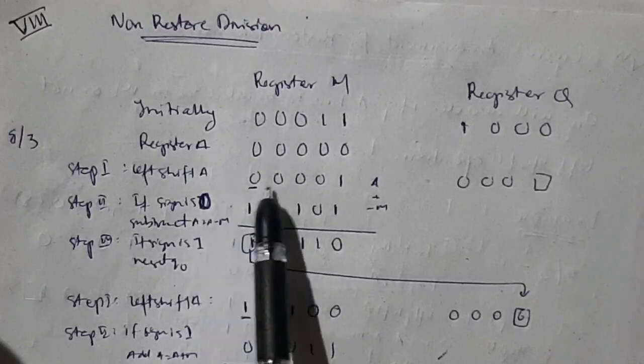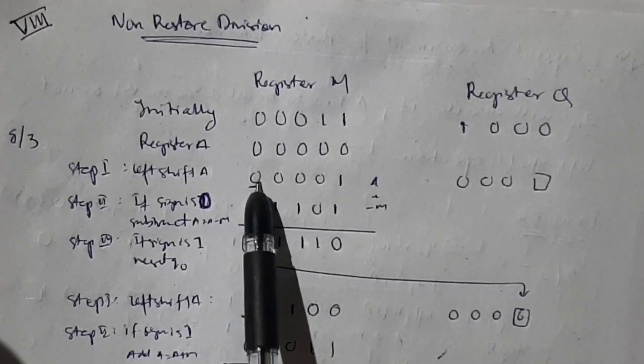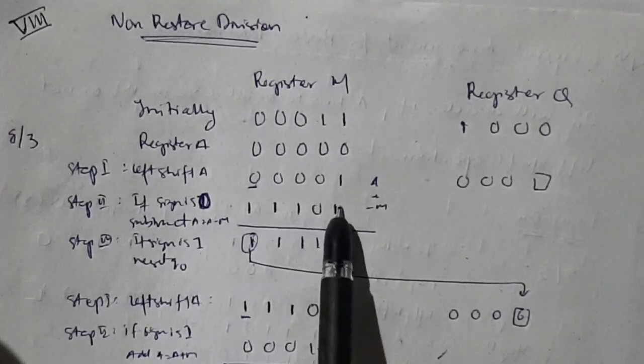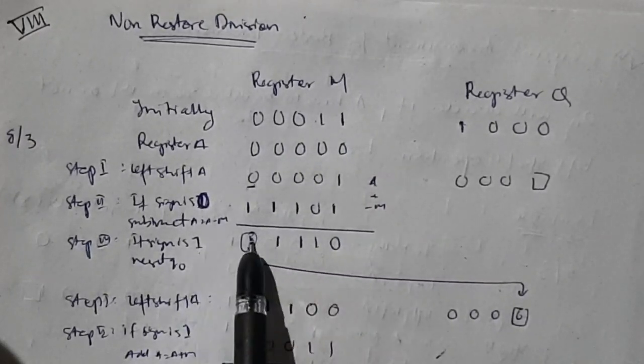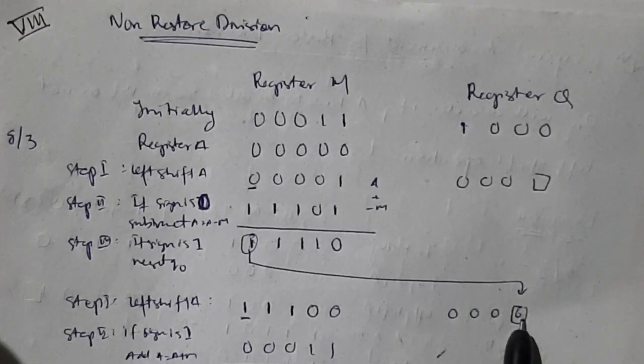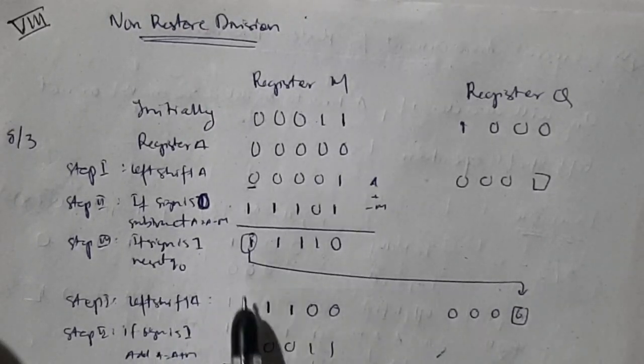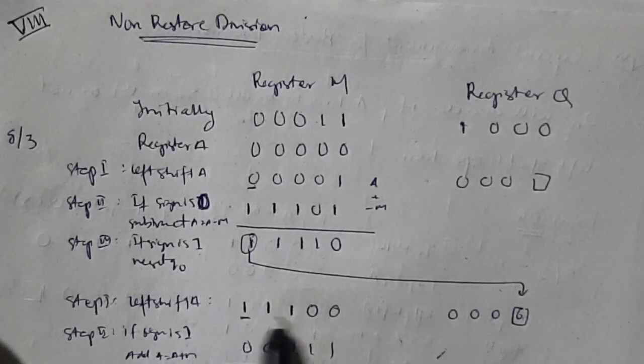Then you have to subtract here. You will check this sign. If it is 0, you will add with minus M. Find the minus M, add it, and you will have an answer here. If the sign is 1 here, you need to put the empty space as 0. Then again in the next step, you will follow the same steps.